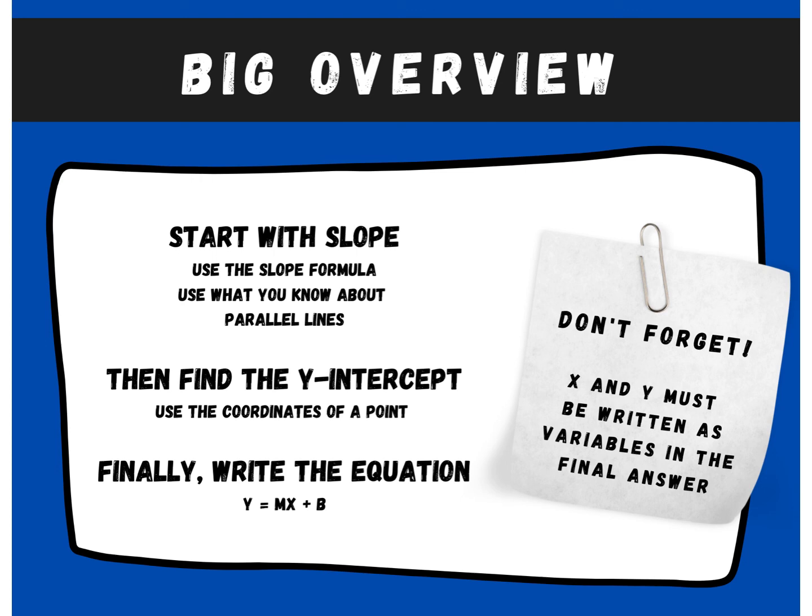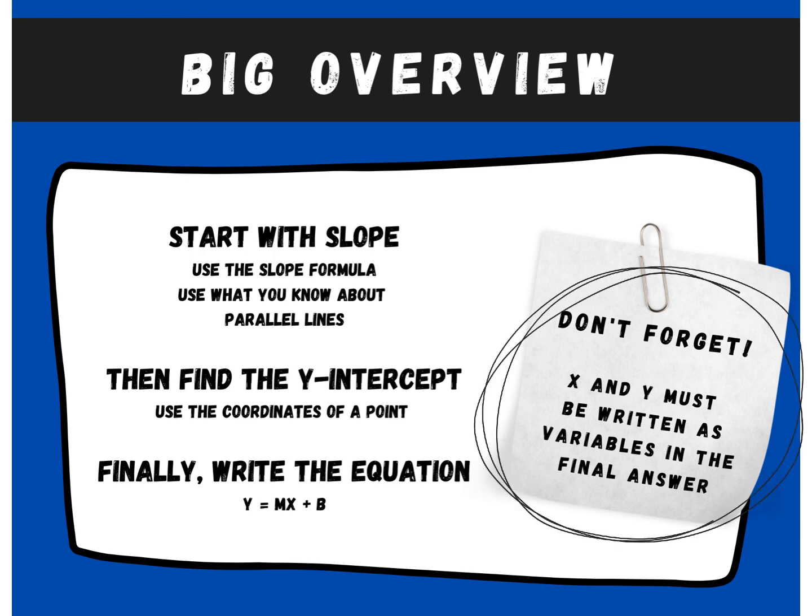Now, when you write the equation, I left a little memory here. Don't forget that x and y need to be written as variables. When you write this equation, these cannot have numbers in their place. The final equation has x and y as variables. m and b should be numeric.